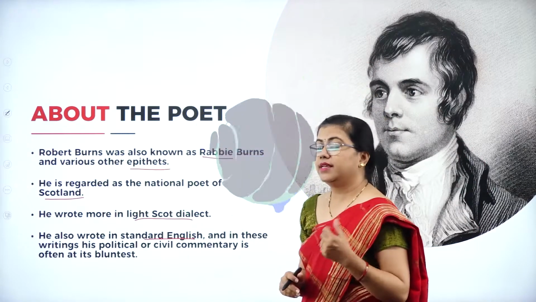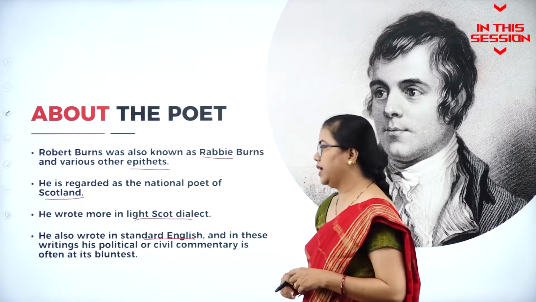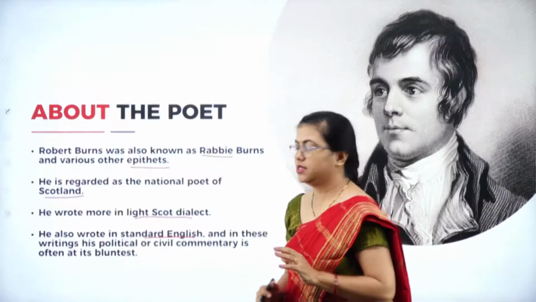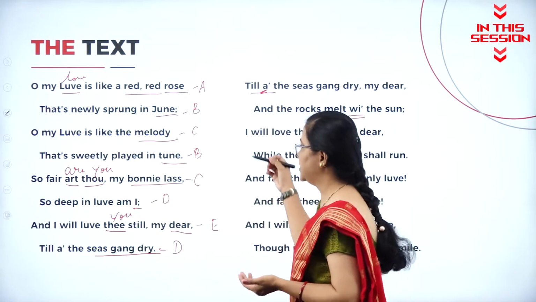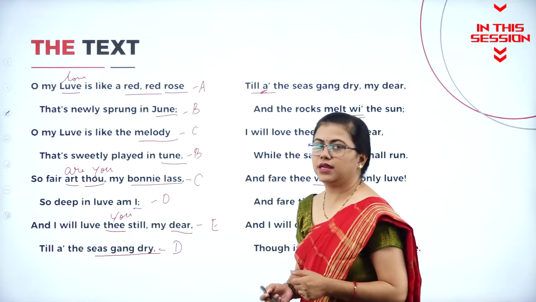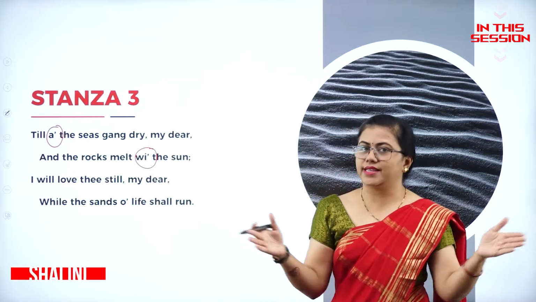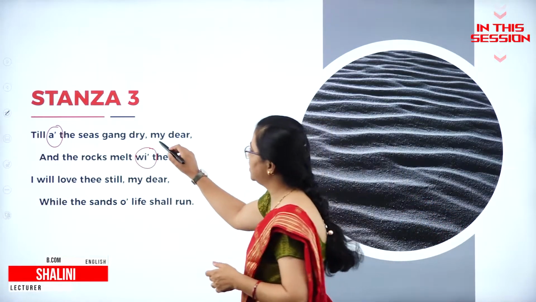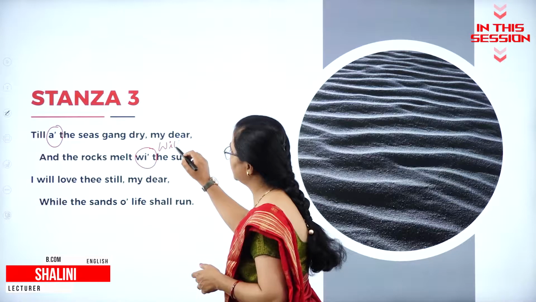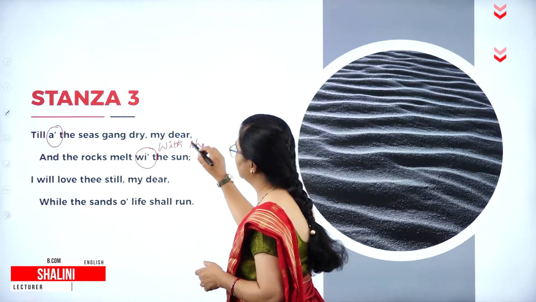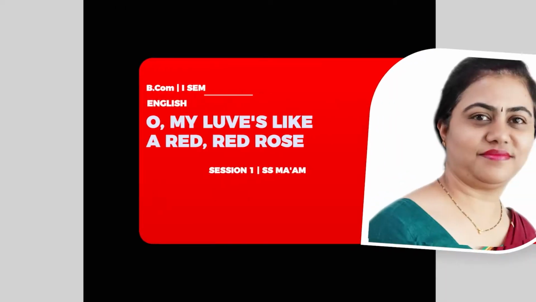These writings, his political or civil commentary is often at its bluntest. What is the rhyme scheme of this poem? A, B, C, B, C, D, E, D. This is the rhyme scheme. It is actually combined and he has used it as with the. So it is actually with the. So that is the short form here.